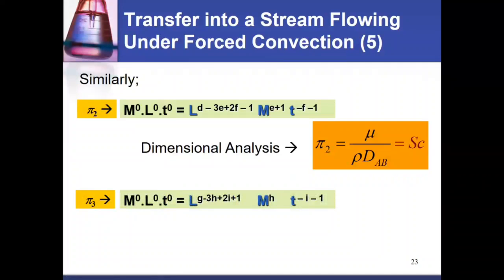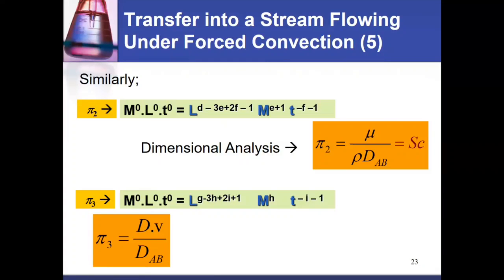From the third, we analyze it. We'll find that the third one will be the same analysis as we did with pi1 and pi2. We get pi3 equal D times V over DAB.